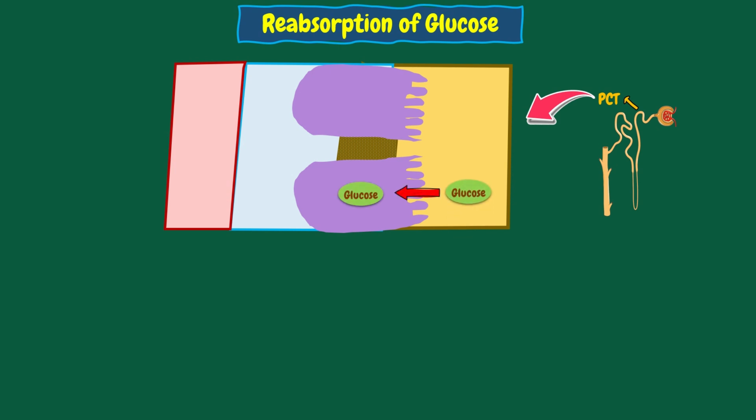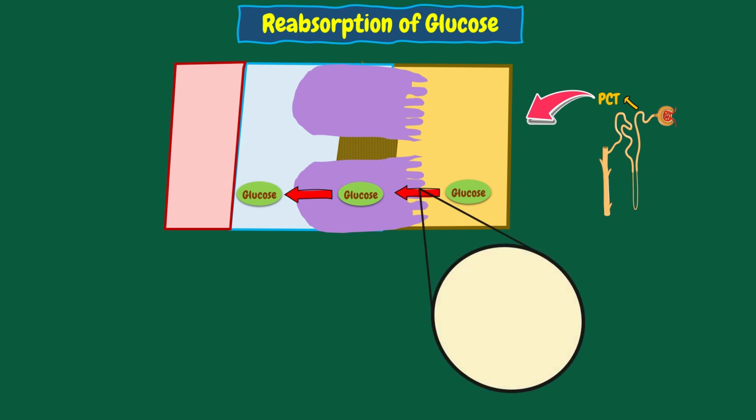Glucose moves from the tubular lumen to the tubular cells, then from the tubular cell to the interstitial fluid. The transport of glucose from the tubular lumen to the tubular cells is by secondary active transport or the sodium cotransport mechanism. Glucose and sodium bind to a common carrier protein in the luminal membrane of the tubular epithelium and enter the cell. The carrier protein is called sodium-dependent glucose cotransporter 2.